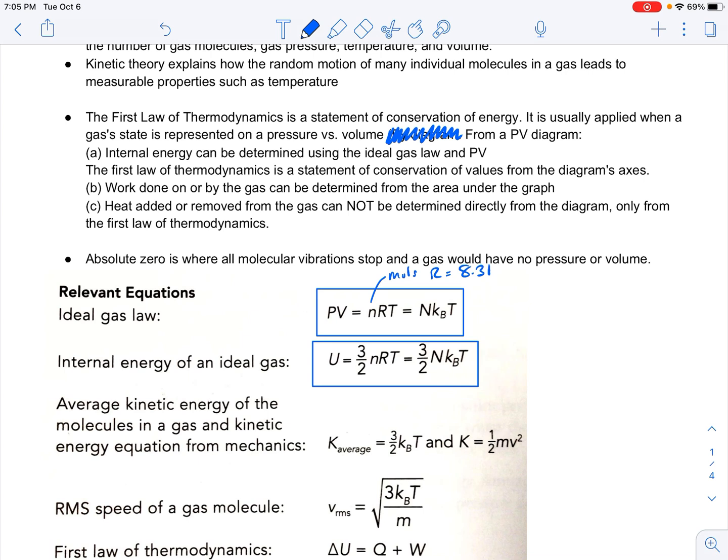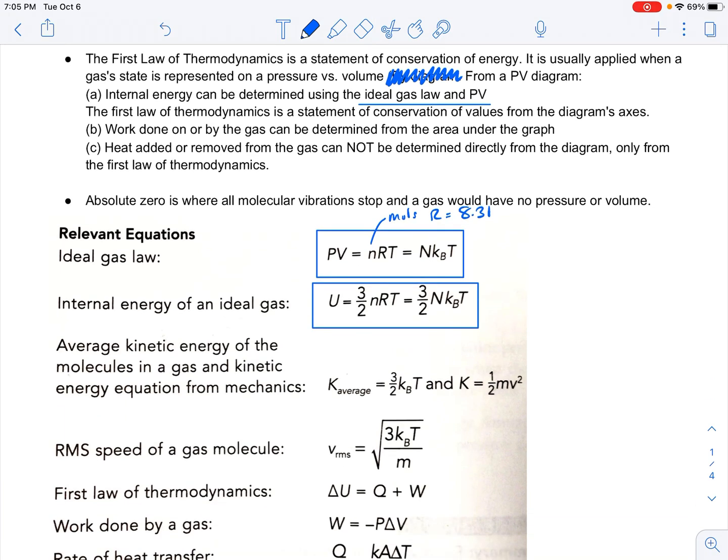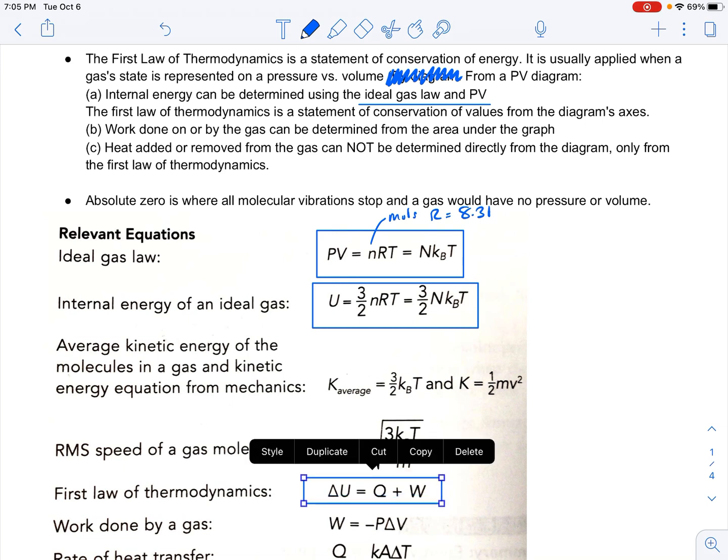From a PV diagram, internal energy can be determined using the ideal gas law and values from the diagram's axes. Work done on or by the gas can be determined from the area under the graph. We'll look at some examples in a moment. Heat added or removed from the gas cannot be determined directly from the diagram, only from the first law of thermodynamics. And we may recall that the first law of thermodynamics is delta U equals Q plus W.